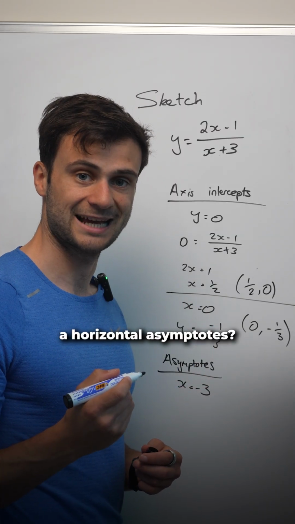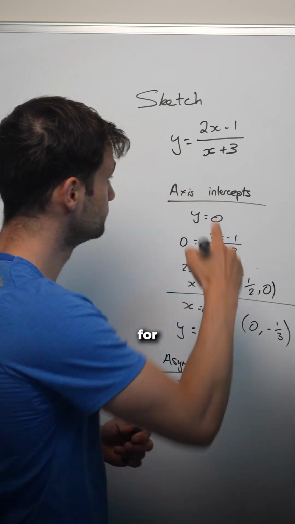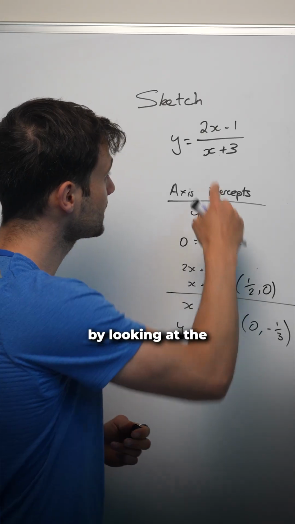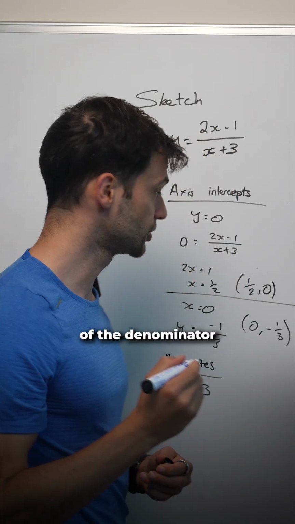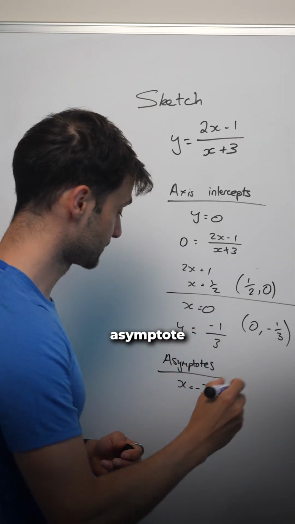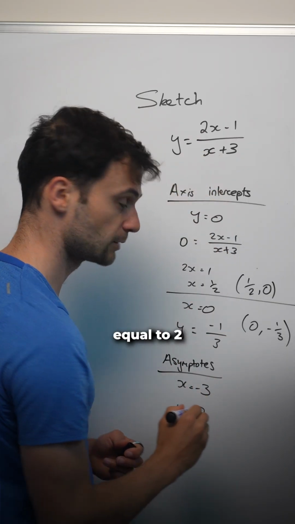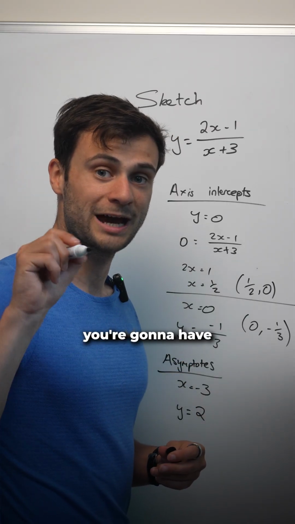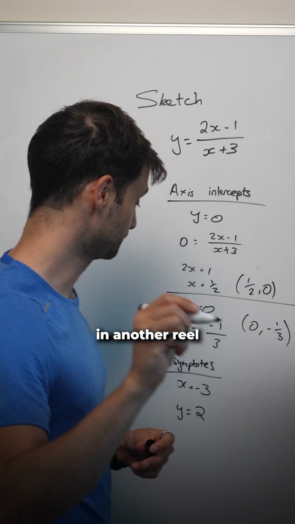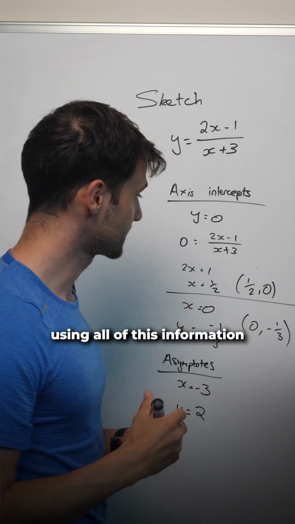What about a horizontal asymptote? You can always read off the horizontal asymptote for algebraic fractions like this by looking at the coefficient of the numerator divided by the coefficient of the denominator. So our horizontal asymptote in this case is y equals 2 over 1, which is just equal to 2. If you want to know why that works, you're going to have to follow, because I'll prove it in another reel. But for this case, we now need to sketch our graph using all of this information.